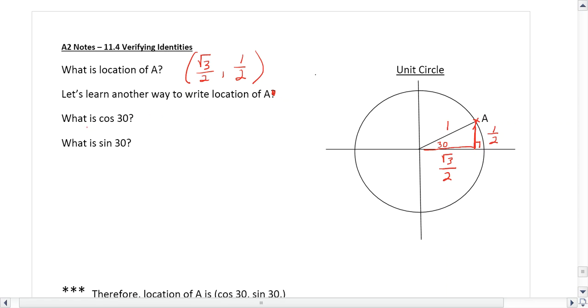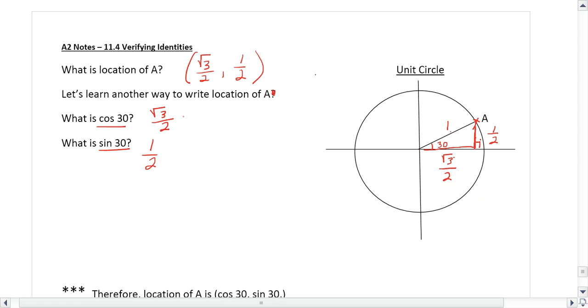If I asked you a question, what is the cosine of 30? You'd come over here and you'd see the 30 and you would go adjacent over hypotenuse. So adjacent over hypotenuse, square root 3 over 2 over 1 is just square root 3 over 2. And then if I asked you what is the sine of 30, you would say opposite over hypotenuse, or 1/2. So let's look here now.